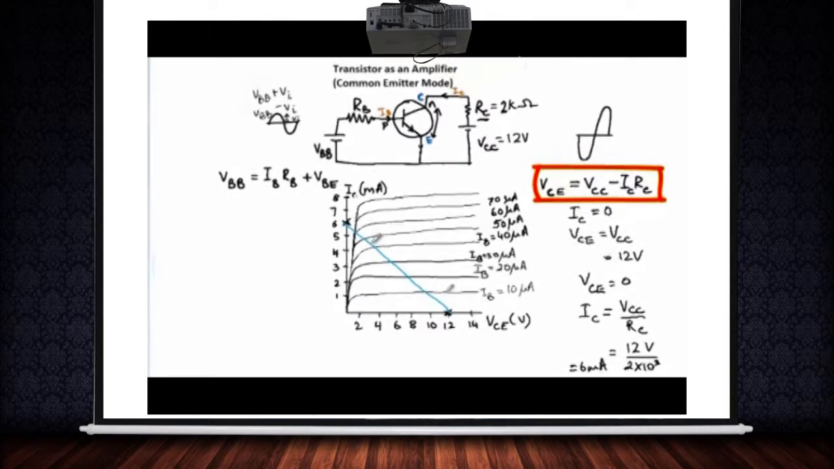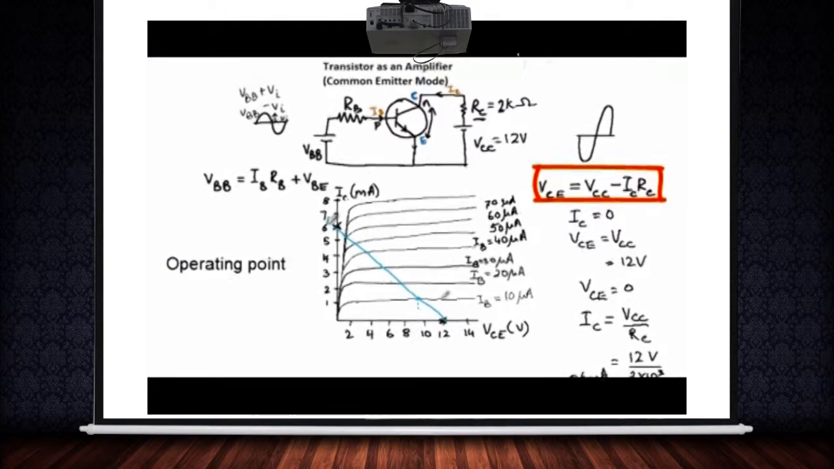Now, what's so special about this line? See, each point on this load line is an operating point of our transistor, which means if I choose a point over here, then there is a specific value of IB, then IC, which is about 1 milliampere, and VCE, which is a little less than 10 volts. So each point over here is called an operating point.